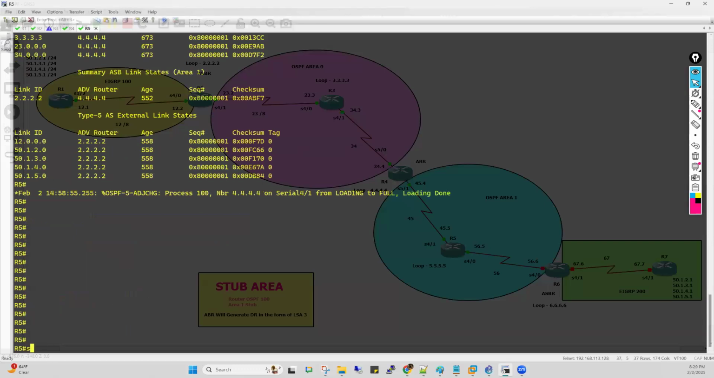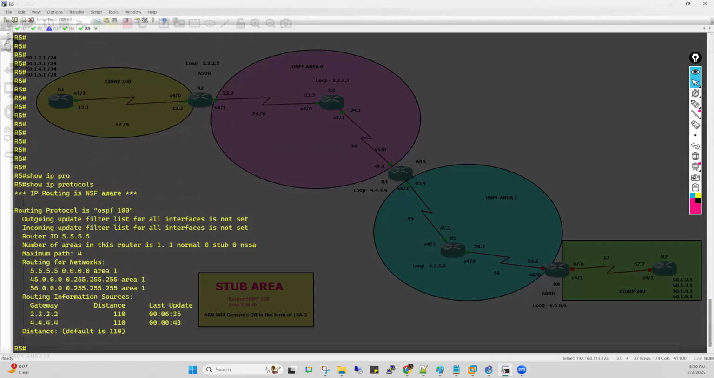On R5, very simple, show IP protocol. See, on R5, we already configured router OSPF 100. And on R5, how many networks are there? The 45 network and 56 network. Yes or no? So 45, 56 and 5.5.5.5. All the networks are part of area number 1. Any doubt? Anyone? Is this clear? Okay. So now tell me, this router and this router should become neighbors? Yes or no? Tell me. The command is show IP OSPF neighbor.